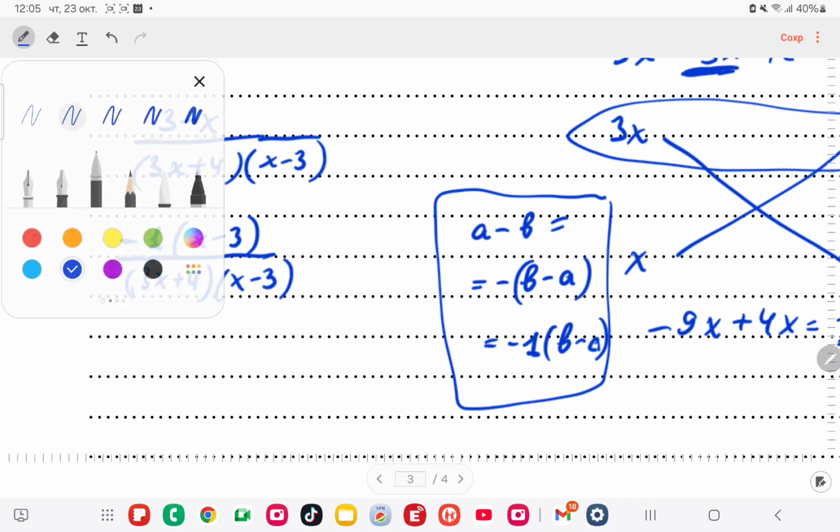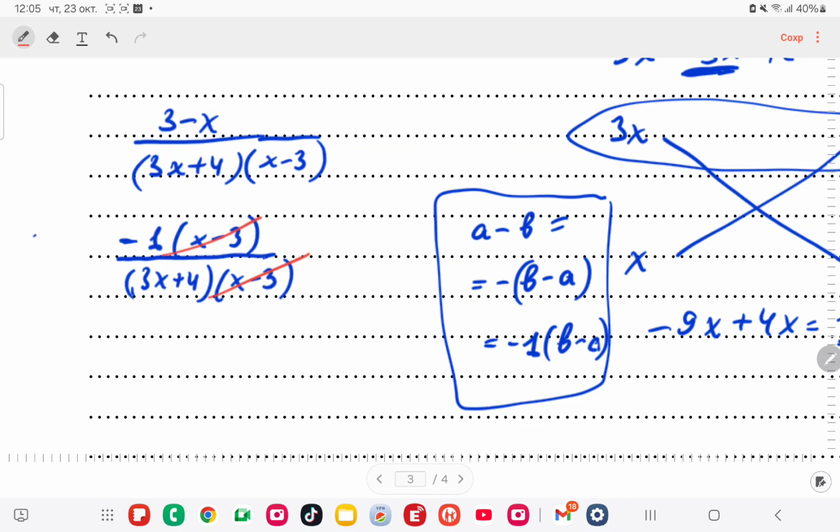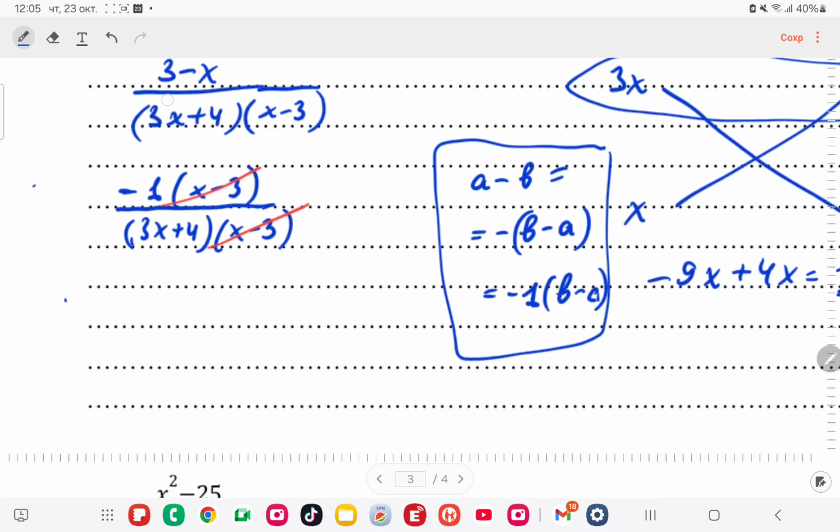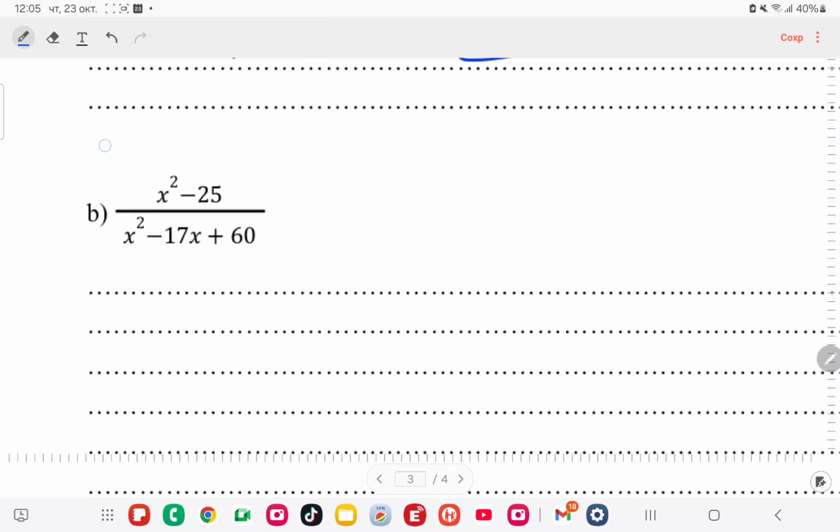Okay, now you see that our factors are the same, they could be reduced, and the final answer is negative 1 over 3x plus 4. There is nothing to simplify further. It means that this answer is the final one. Okay, now let's turn to the next example.